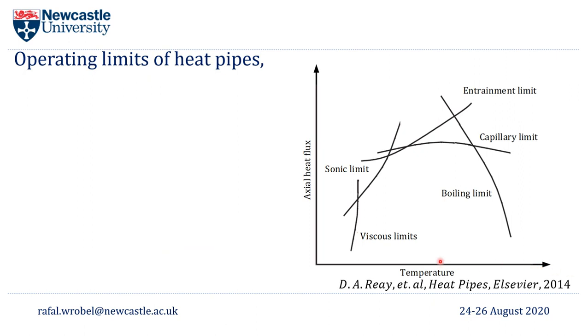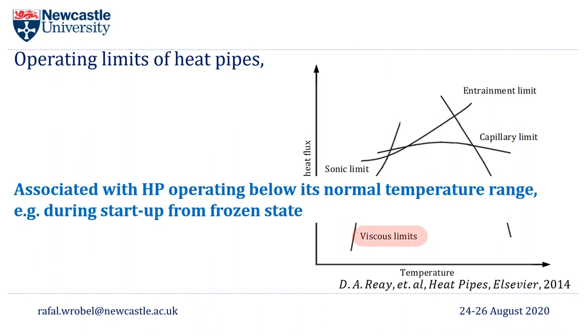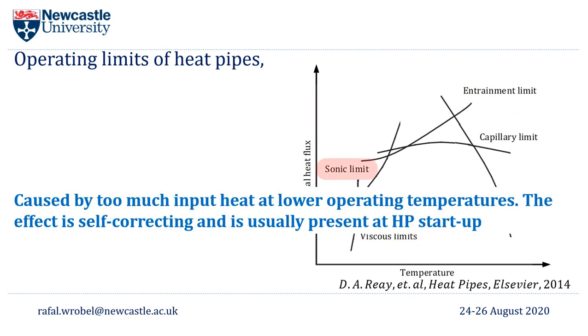The next figure illustrates axial heat flux versus temperature. This is a schematic representation for heat pipes to discuss briefly the operating limits of heat pipes. So the first on the list is the viscous limit associated with lower operating temperatures, and this is associated with, for example, startup from frozen. The next one is usually present in the startup situation, and it's self-correcting, and it's related to the sonic velocity of a vapor, which then chokes the flow. But as I said, it's self-correcting, so we don't need to worry too much about it.